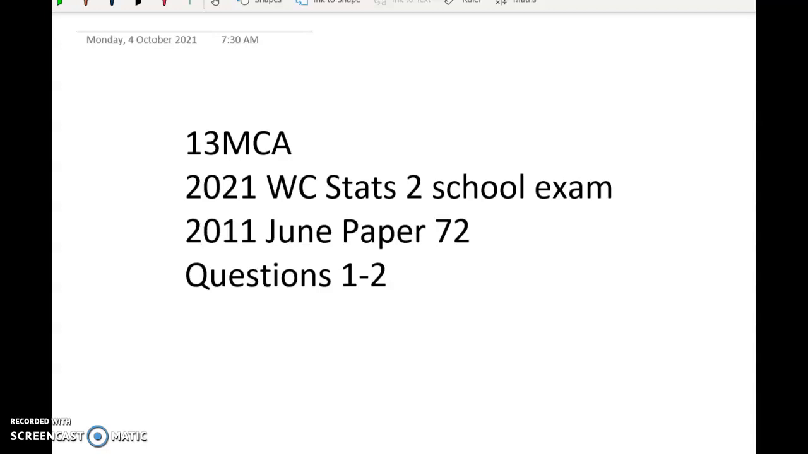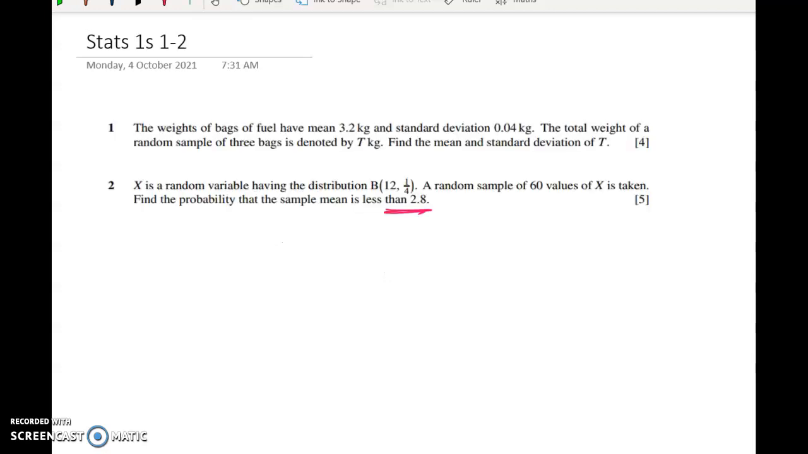Kia ora Year 12. In this video, I'm going to start going through the school exam for Stats 2. This is from the 2011 June paper, paper number 72. But I think, as usual, the marking schedule is not really that much use.